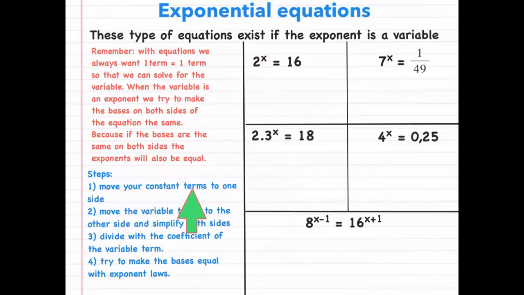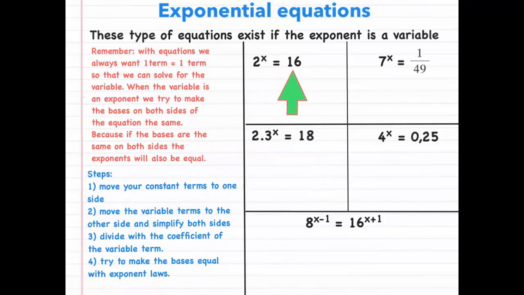So move your constant terms to one side, and it's on that side already. Now move the variable terms to the other side, and it's on this other side already. And then simplify both sides. Well, there's no exponential laws I can do here, no other simplification. Okay, so now try to make the bases equal with the exponent laws.